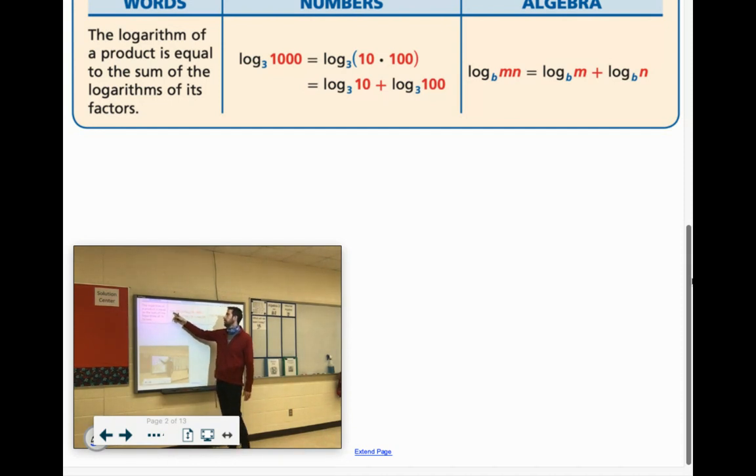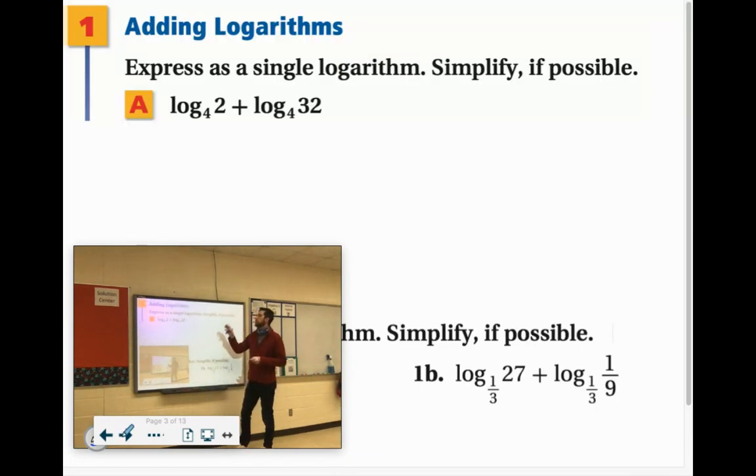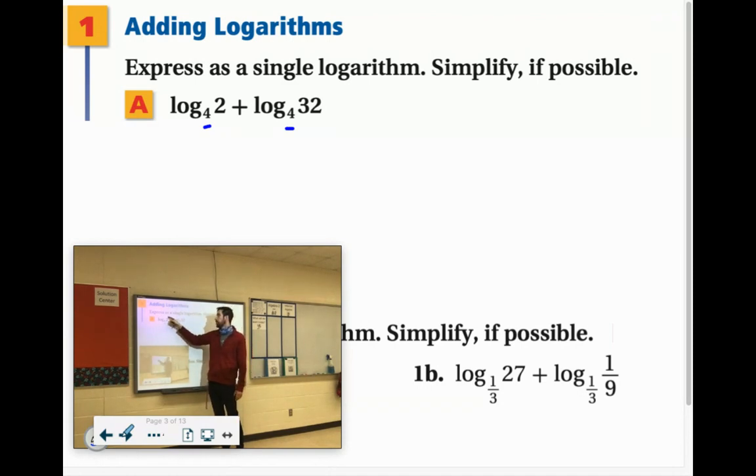So if you had log base 3 of 1000, that could be the same as log base 3 of 10 plus log base 3 of 100, because 10 times 100 is 1,000. Now that seems wild that would work, but I'll show you on the next slide kind of how that could work. So log base 4 of 2 plus log base 4 of 32, they both have a base of 4. So the property is saying that would be the same as if we multiply the big numbers.